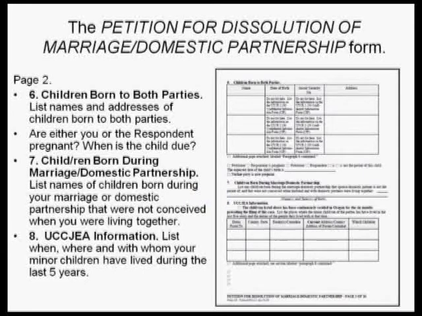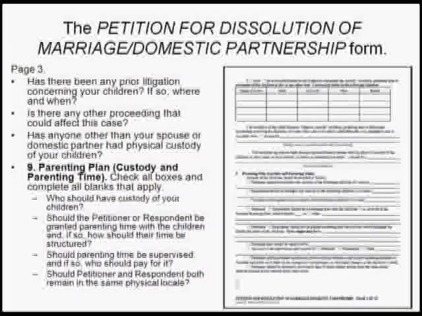8. UCCJEA information. List when, where, and with whom your minor children have lived during the last 5 years. Page 3.